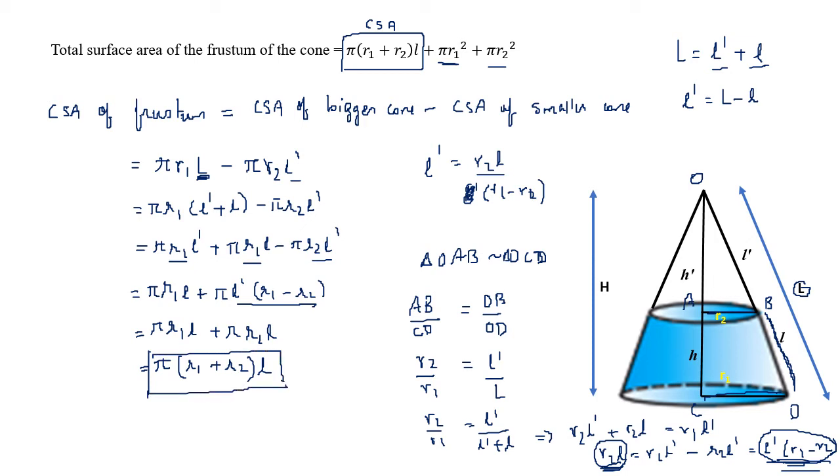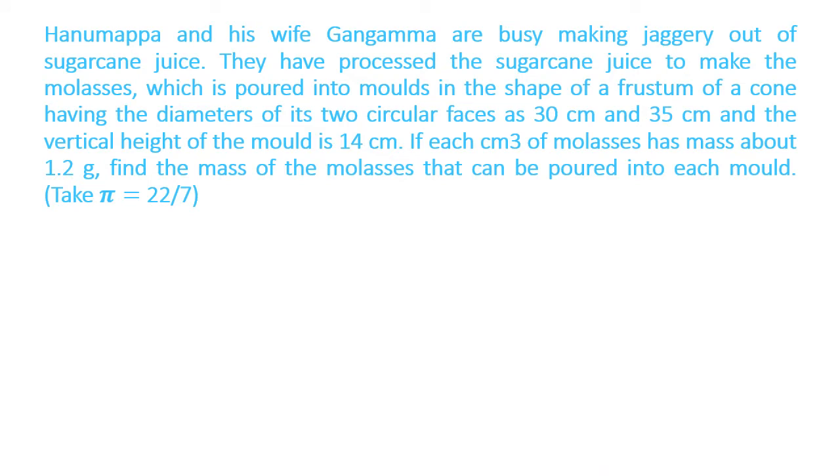Add the circle at the top and the bottom, and you get the total surface area of the frustum. So this is the derivation of the formula which we have to learn. Okay, you don't have to learn the derivation, you only have to understand how this formula came. If you can learn the formula, fair enough. Now we'll do a few more sums on the frustum.